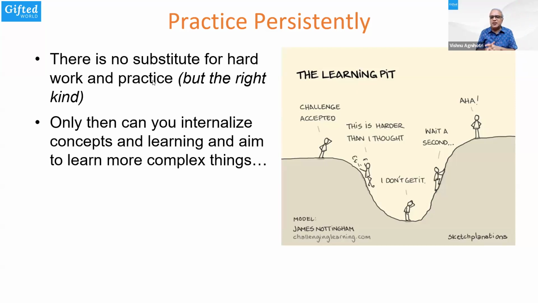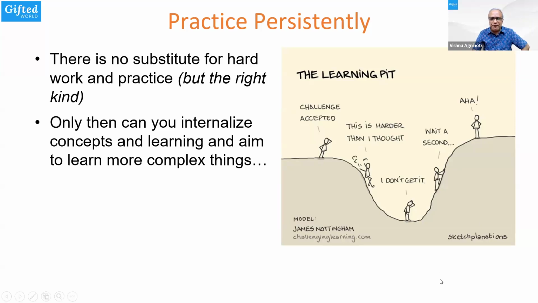And I sometimes come across children who say, I've understood this. Why do I need to do this? And then they face challenges later. So it's not enough to understand things once; you need a lot of practice to internalize things. There's a great cartoon which I stole from the internet. Challenge accepted, then this is harder than I thought. I don't get it. So there will be a time for which you will despair. And then it comes out.